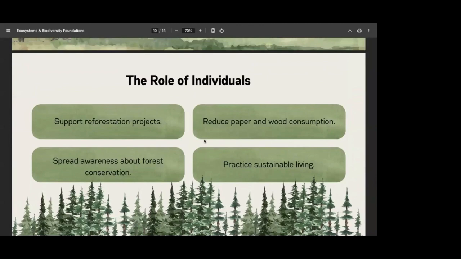As for the role of individuals, you can support reforestation projects, reduce paper and wood consumption, practice sustainable living, and spread awareness about forest conservation.